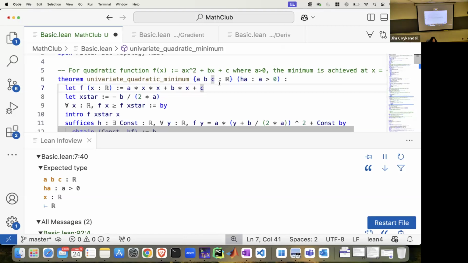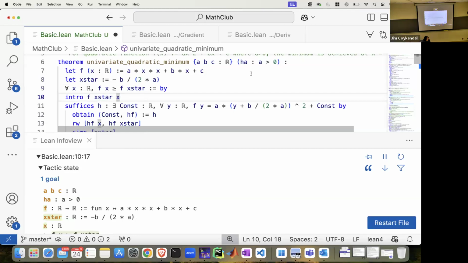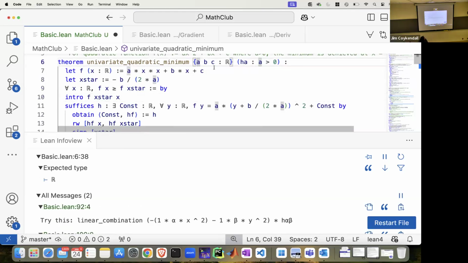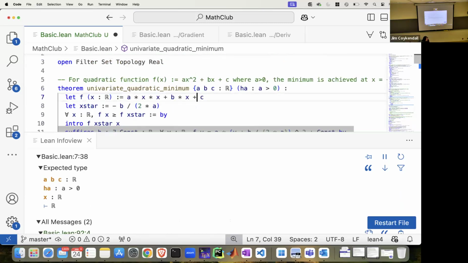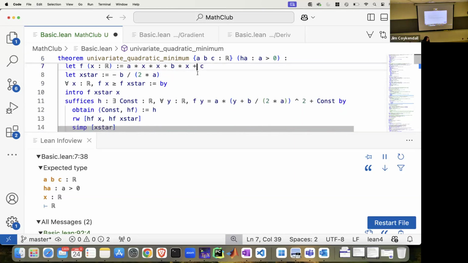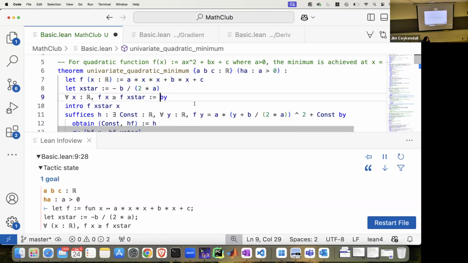So the way I'm going to do it is the following. Here the claim is that I have any three real numbers A, B, and C. I'm claiming that A is greater than 0. I'm going to define my quadratic function in this way, and then I'm going to define x star to be exactly the value I computed previously, and my statement of the result is that for any x, the function value at x is greater or equal to the function value at x star. So that's it. How am I going to prove it?